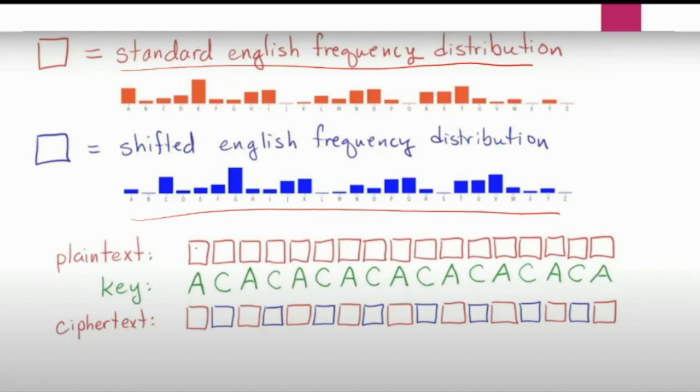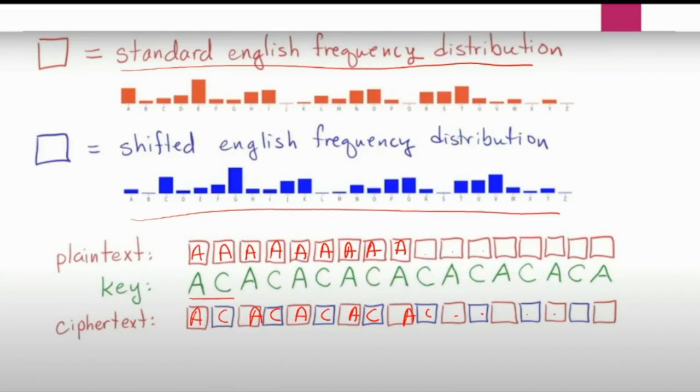Suppose, just to keep it simple, my plain text is all A's. Suppose my key is AC. Since I am using the Vigenere cipher, I will repeat my key under this. Now, what is the cipher text generated using this plain text and this key? The cipher text is AC, AC, AC, right? This is the cipher text.